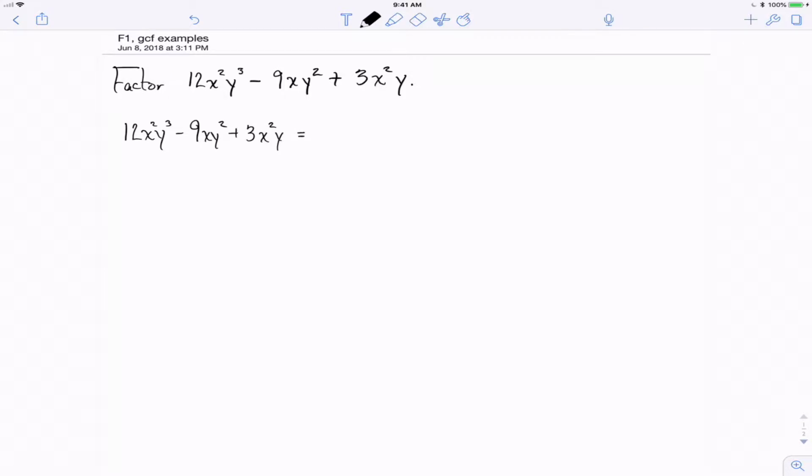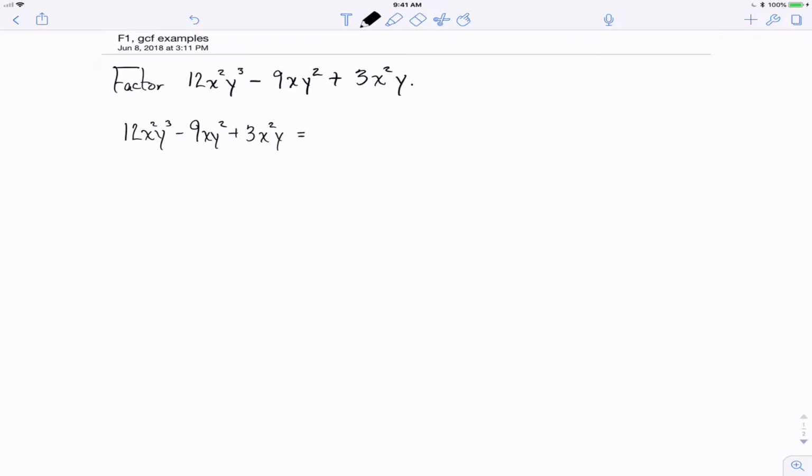Hi, this is Tom, and in this video, we're going to try two examples of factoring the greatest common factor. The first one is factor 12x squared y cubed minus 9xy squared plus 3x squared y.